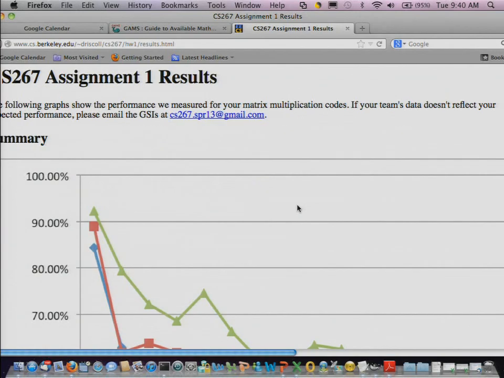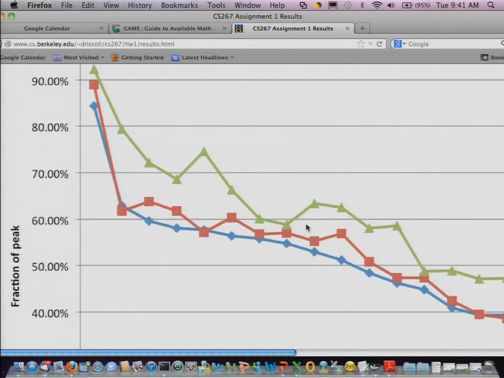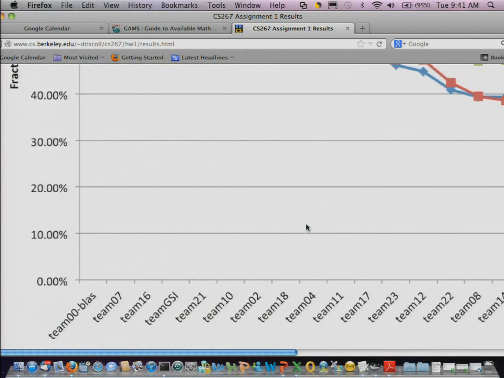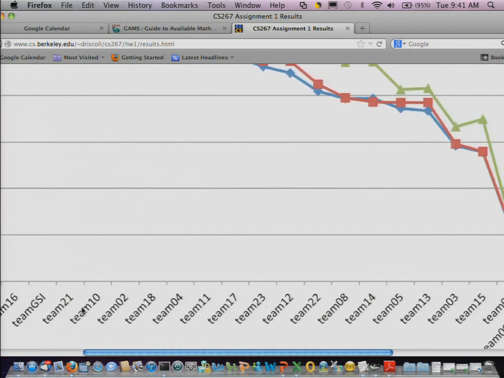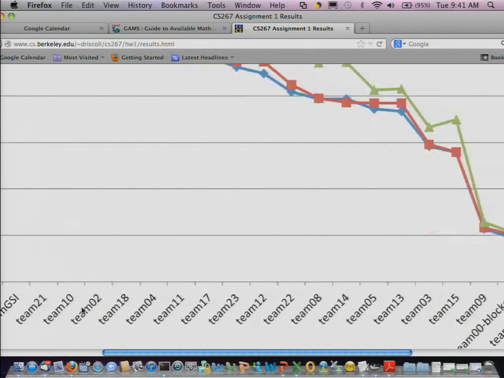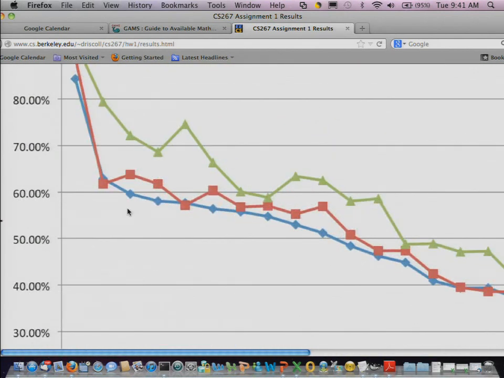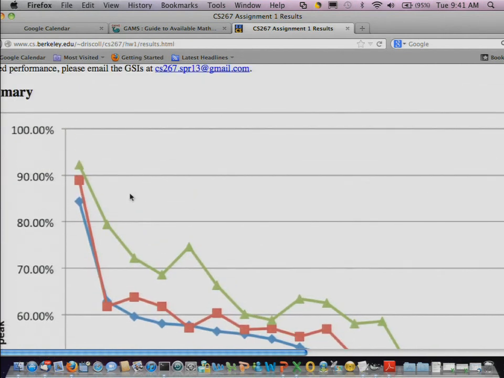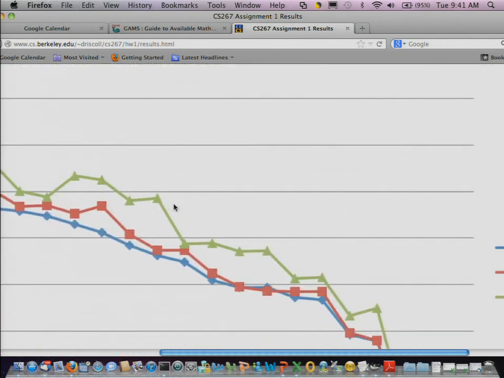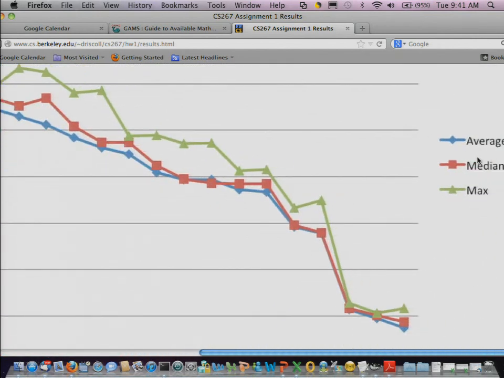So if you're interested in how you did on the first homework, we have the results right here, anonymized, just for fun. So here are all the teams. The horizontal axis is your team number, including the GSIs and including the optimized BLAs, and including the naive code over here. And the vertical axis, I'm sorry this doesn't fit very well on the screen, is percent of peak. So you can see, and there are three curves because one curve is the max, one is the median, one is the average performance over all the test matrices.